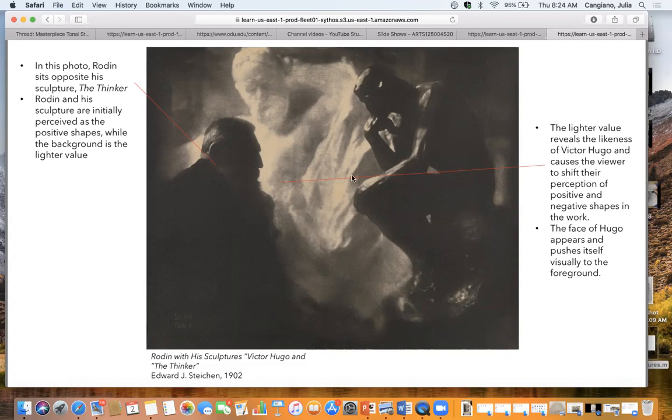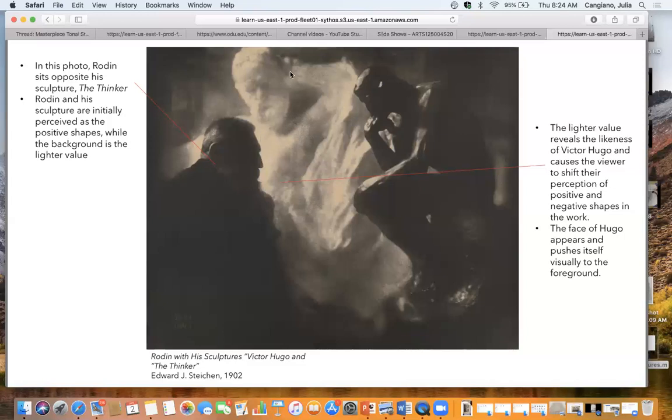And then you look more, and the lighter value behind Rodin and The Thinker, you can see that it reveals the likeness of Victor Hugo. And that actually causes the viewer to shift their perception of the positive and negative shapes in the work, because you're like, okay, initially I think these are the subjects and these are the figures and this is the ground, but then you have this Victor Hugo in the background, sort of ominously floating there, and you're like, oh, he might actually also be a figure, and then what's the ground? It's kind of confusing.